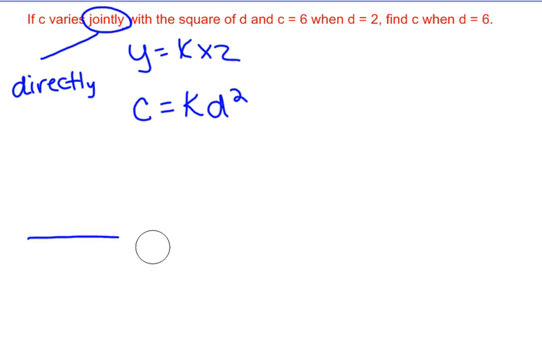So you might be confused because they didn't give you an extra variable, so sometimes they call jointly directly, and that's why. For this problem, you see that I have the square of d also, which is a little bit different, so I'd write that as d squared.